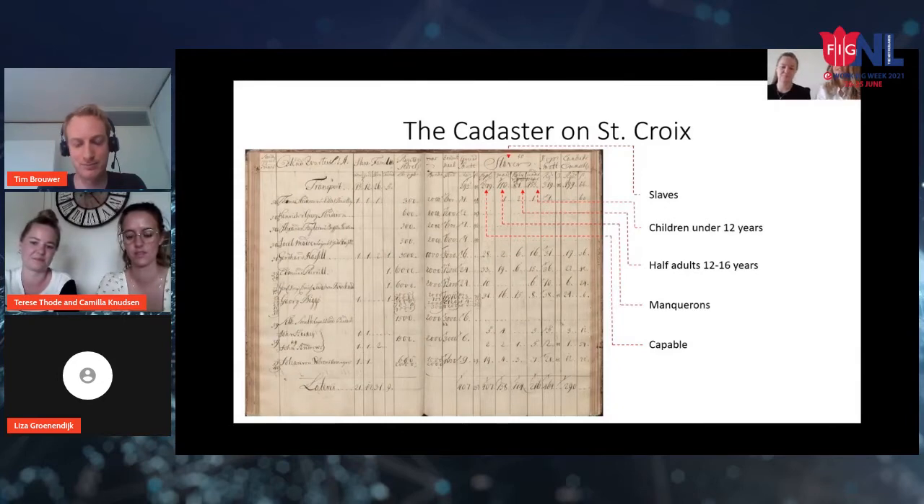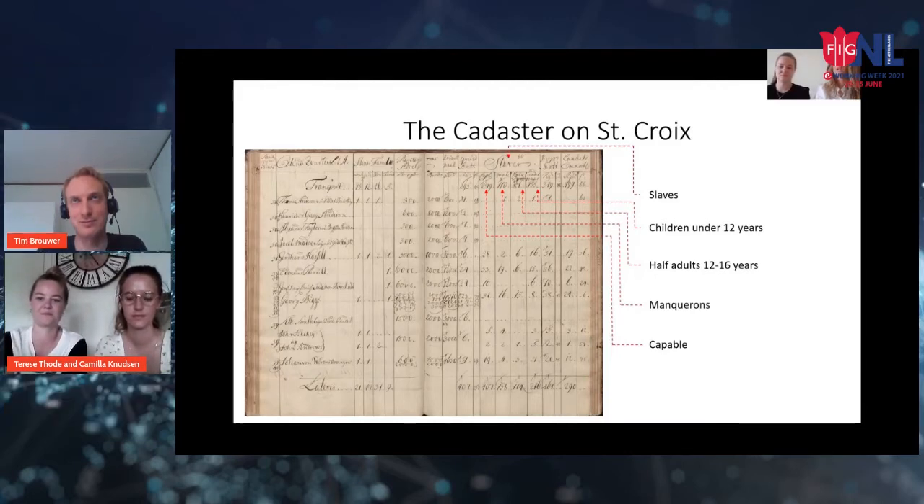Croix, they did the same, but they also registered slaves. And what we could see here in the picture of a cadaster was that they registered a slave, and they registered a capable, what was adult slaves that could work. They registered half adult slaves, and they registered children slaves.